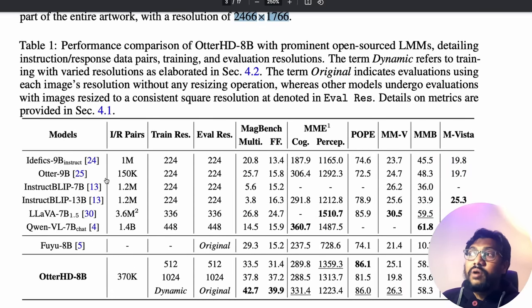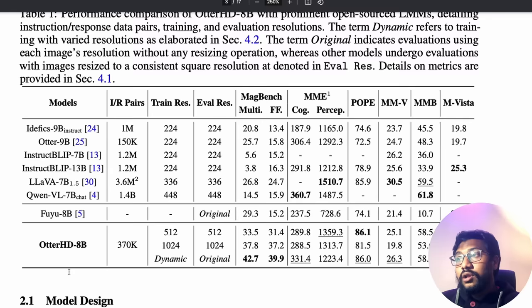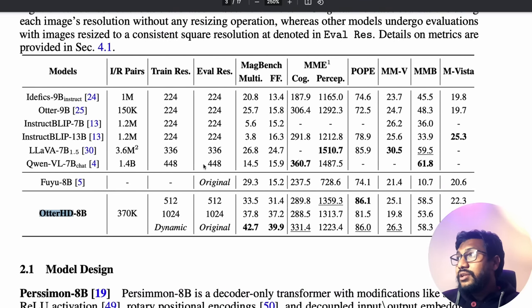They've also done some comparisons with the current state of the art open source models like IDEFICS, InstructBLIP, LLaVA 7 billion, Qwen-VL, and the Fuyu model. They've taken OtterHD and shown that it's really good at a lot of these kinds of tasks.